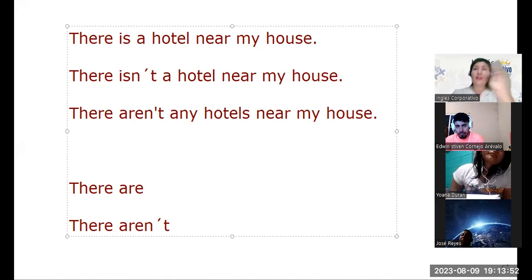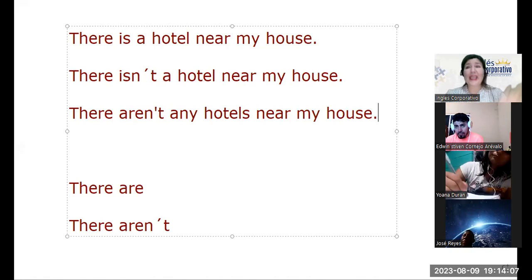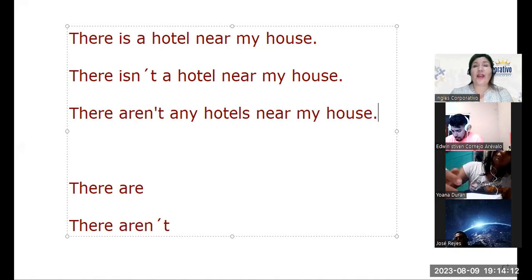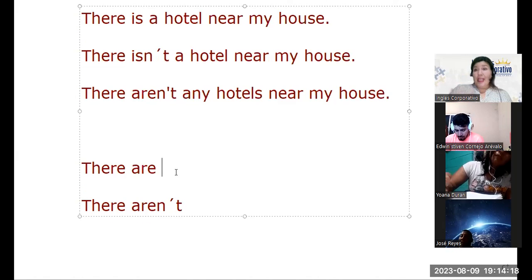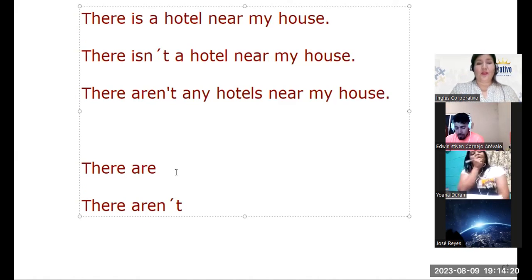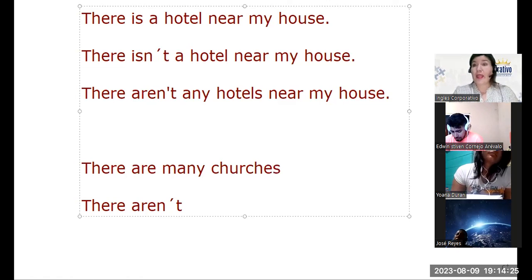And in this case, we have the three forms, right? There is a hotel near my house. It's like, sí hay uno. There isn't a hotel near my house. No hay un hotel cerca de mi casa. And the third option, there aren't any hotels near my house. It's like, teacher, no hay ninguno, ni a la vista, ni alrededor. So, here is another option. You say, there are many churches in my city.